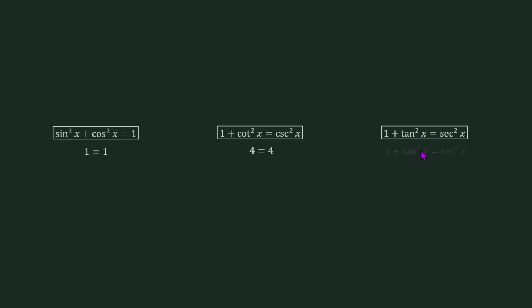Next, lastly, is 1 plus tangent square x is equal to secant square x. So we assume that x is 60 degrees. We rewrite this, and then tangent 60 degrees is square root of 3. Secant 60 degrees is 2. So square root of 3 square is 3. 2 square is 4. So 1 plus 3 is 4. And 4 is equal to 4. So it means that it is also true. So for these three identities, they are all true for any value of x.